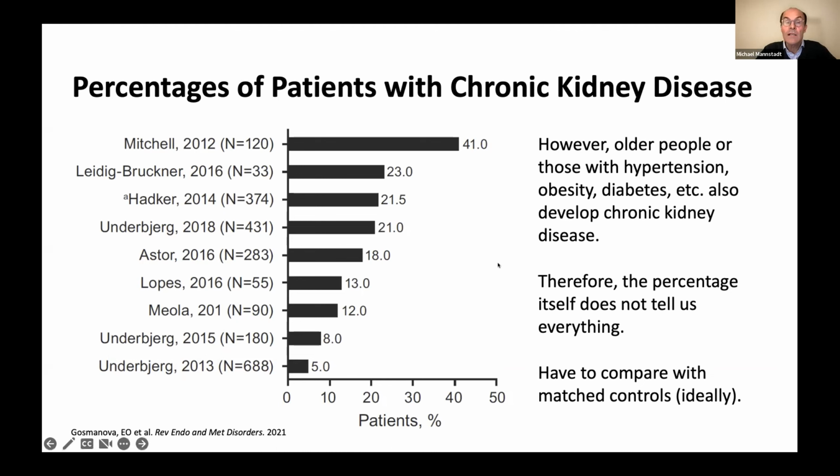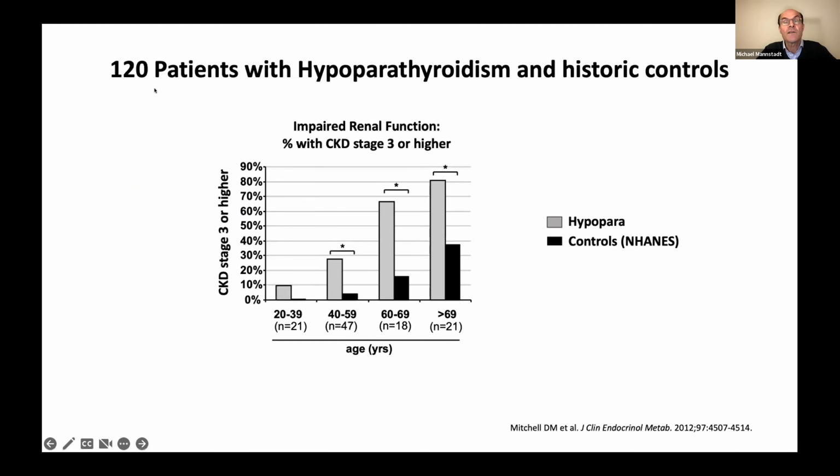But I will give you as an example these two studies here. This is the one that actually we did in Boston, and the Danish national study, because they have mentioned this comparison. And so this is these 120 patients from Boston with hypoparathyroidism. And here we compared them with controls. We could only use so-called historic controls. And so I'll walk you through this.